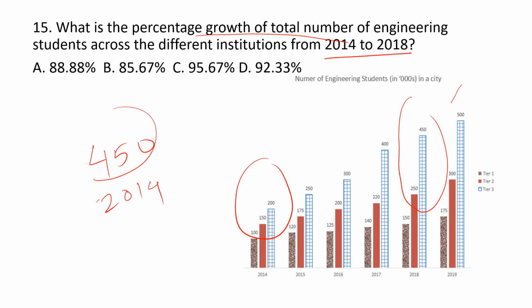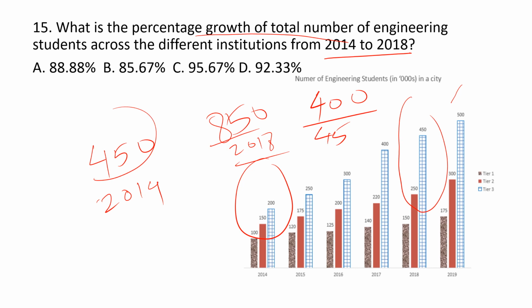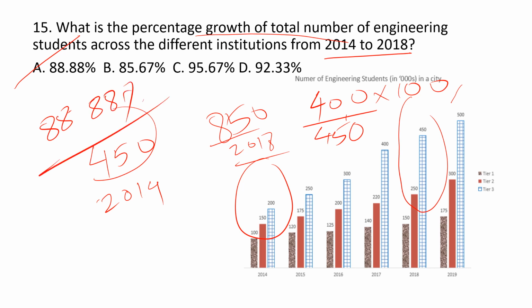In 2018, the sum is 400, 700, 850. That is 850 in 2018. Percentage increase is 850 minus 450, 400, divided by the 2014 figure, so in the denominator 450, into 100. This is the required answer. 400 by 450 into 100, we get 88.88 percentage. I think I'm clear enough, guys.